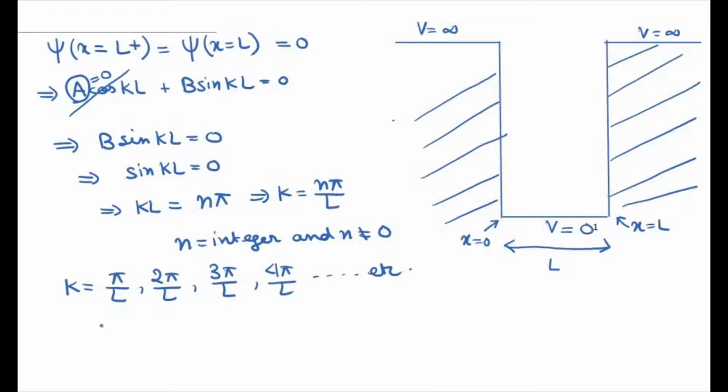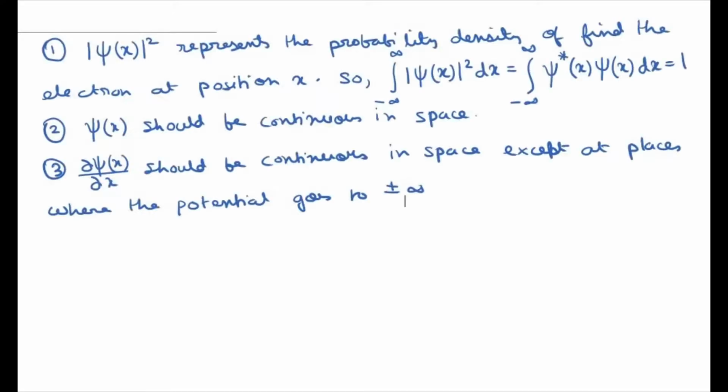Okay, so we have this wave function psi(x) = B sin(nπ/L x). Now we still have to determine this constant B. To determine it, we take our first postulate, which is basically that psi(x) represents the probability density, and hence the integral of |psi(x)|² should be equal to 1 over space.